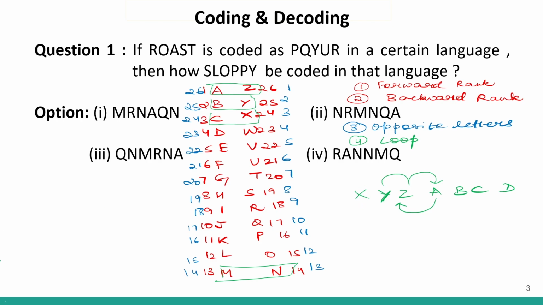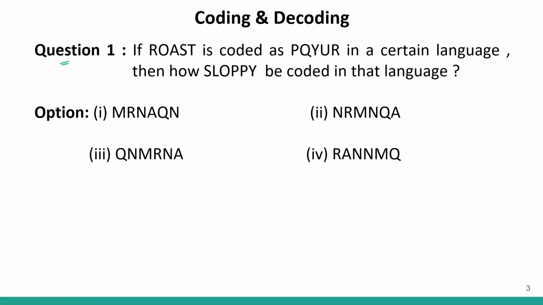So let us start with question number 1. In this question, we are given that in a certain language, roast is coded as PQYUR. We have to find the code for sloppy. So the first thing would be to write roast and its code, PQYUR, one below the other.